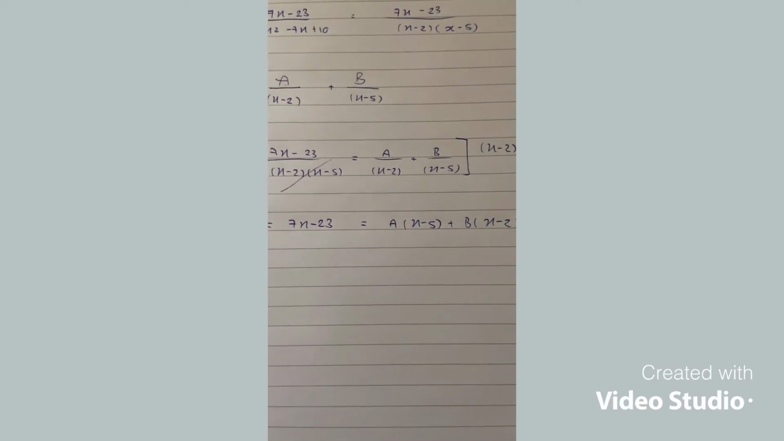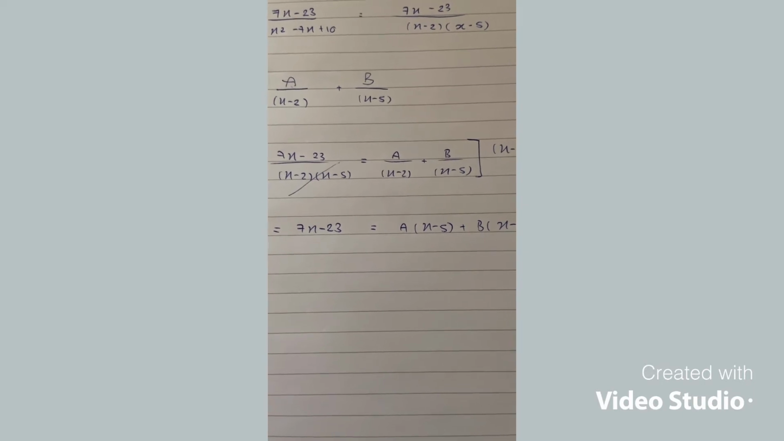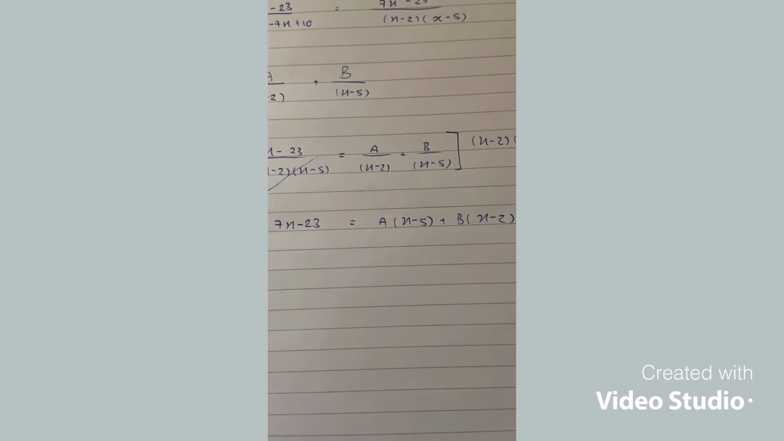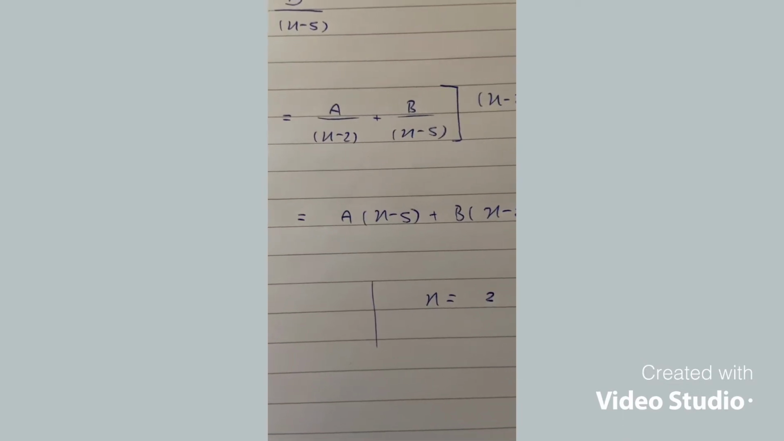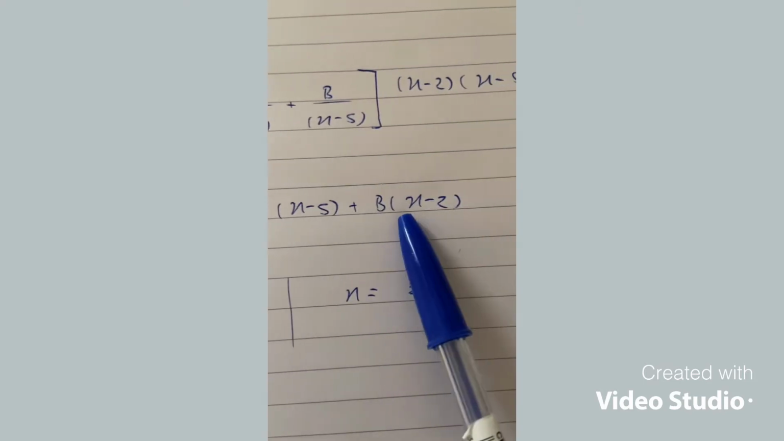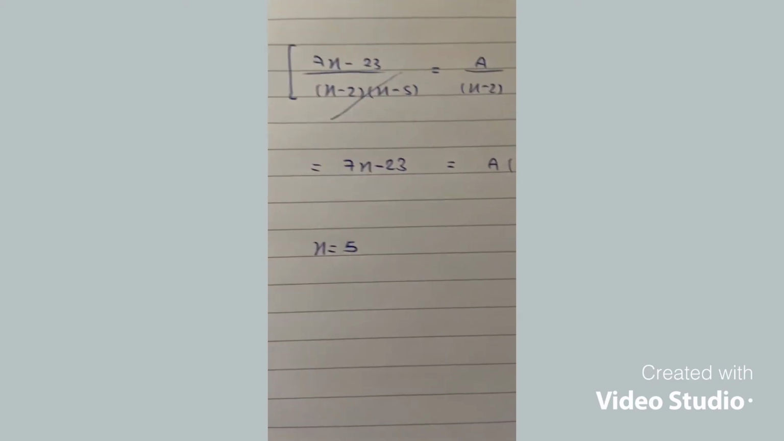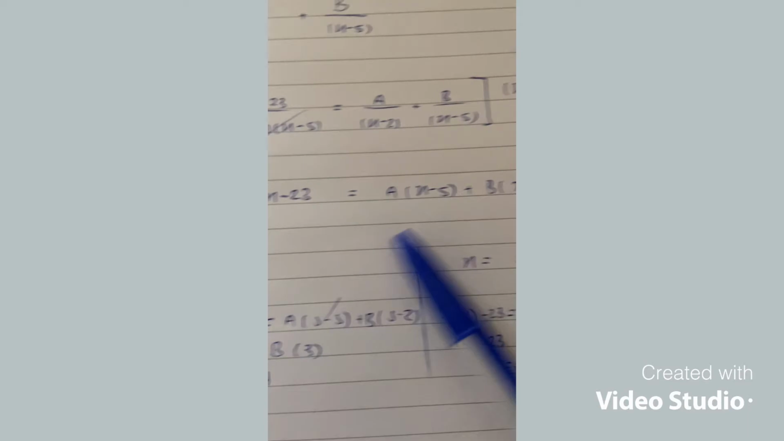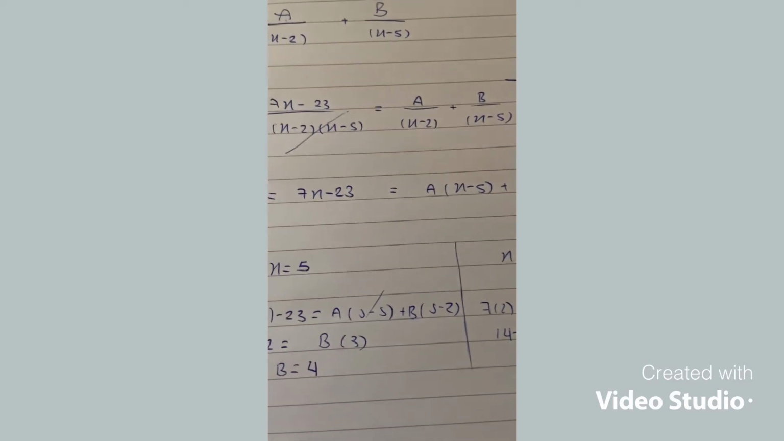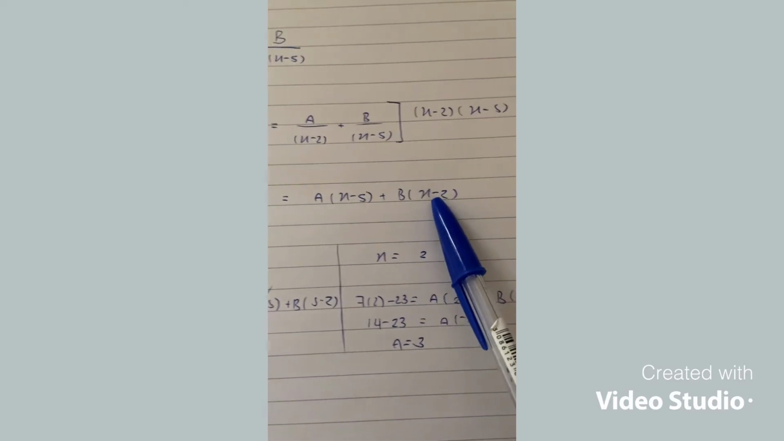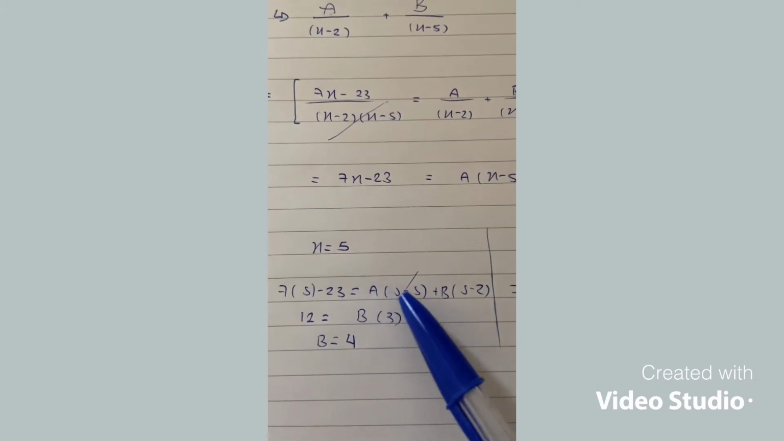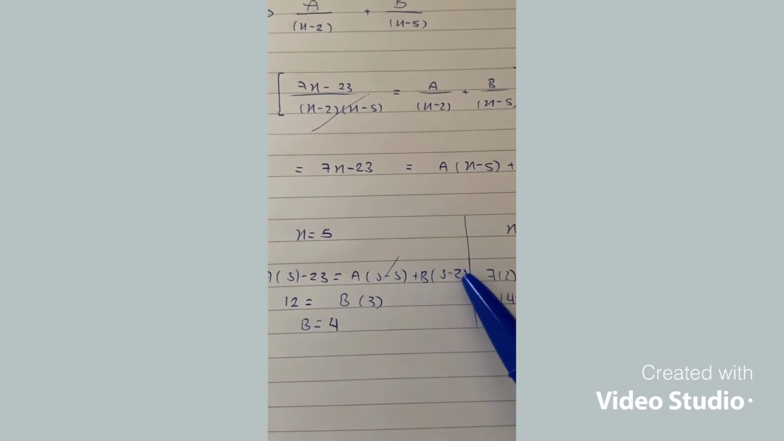Now there are many ways to find your a and b. But what I'm going to do is plug in x values for a and b. The first one I'm going to plug in is x equals 5 over here. And the second is x equals 2. So now I'm going to use x equals 5 from here. Once you plug in 5 for all your x's in this equation, you get 7 times 5 minus 23 equals a times 5 minus 5 plus b times 5 minus 2.